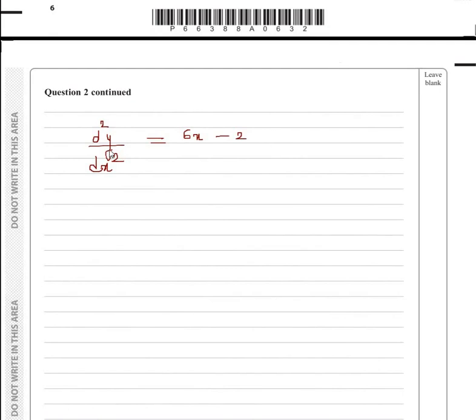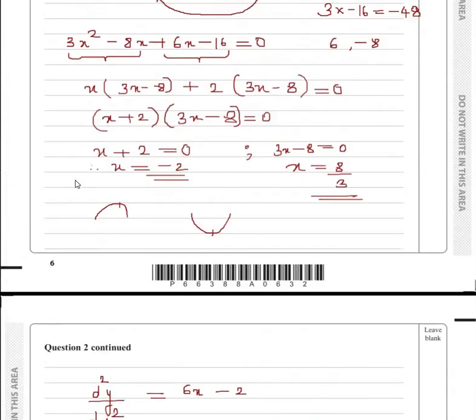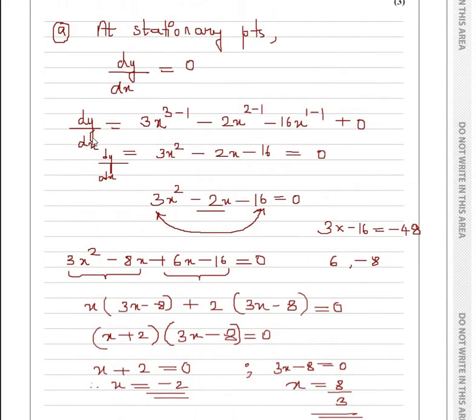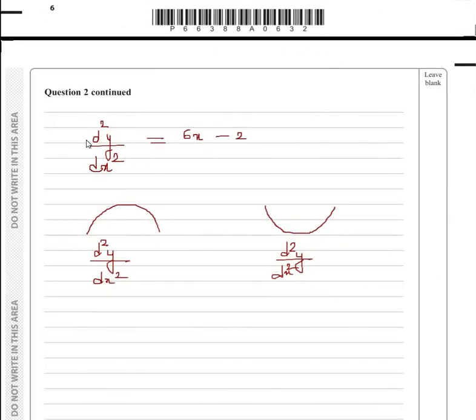Now let us see what is the meaning of nature of the stationary points. If I am drawing a curve like this and a curve like this, both are for d square y by dx square. Whenever we are finding dy by dx, this is the rate of change of y axis with respect to x axis. But whenever we are saying d square y by dx square, it is the rate of change of gradient with respect to the x axis.